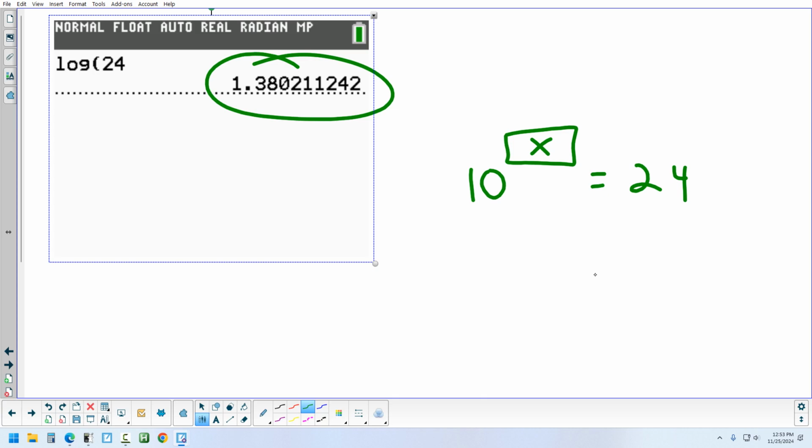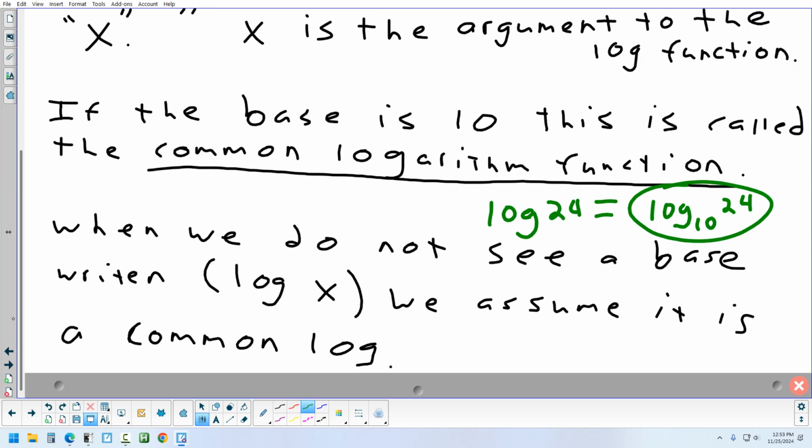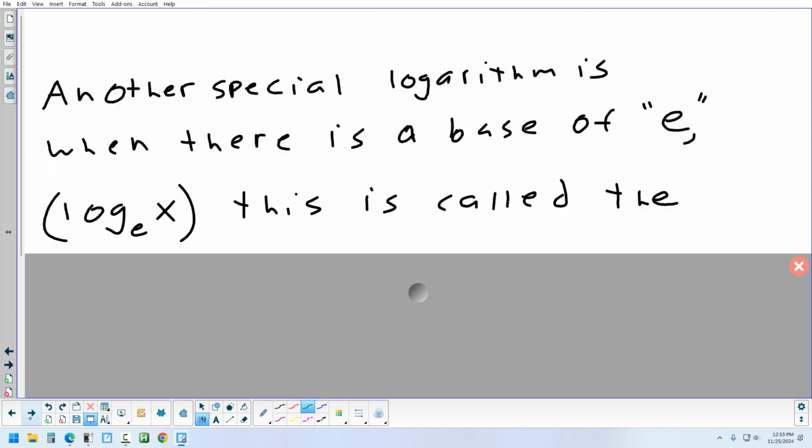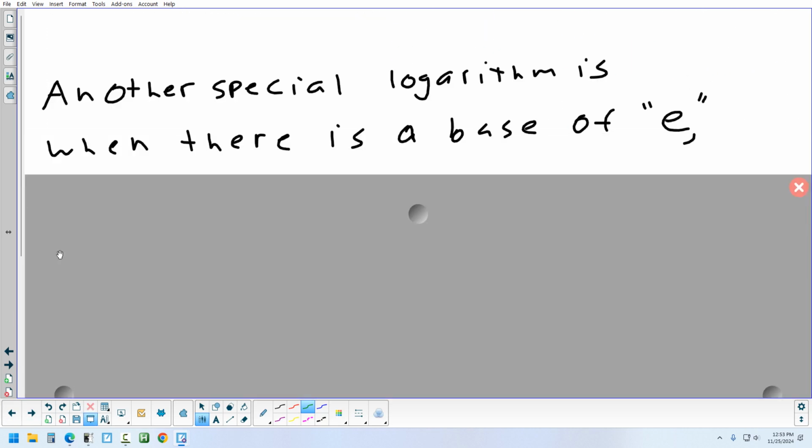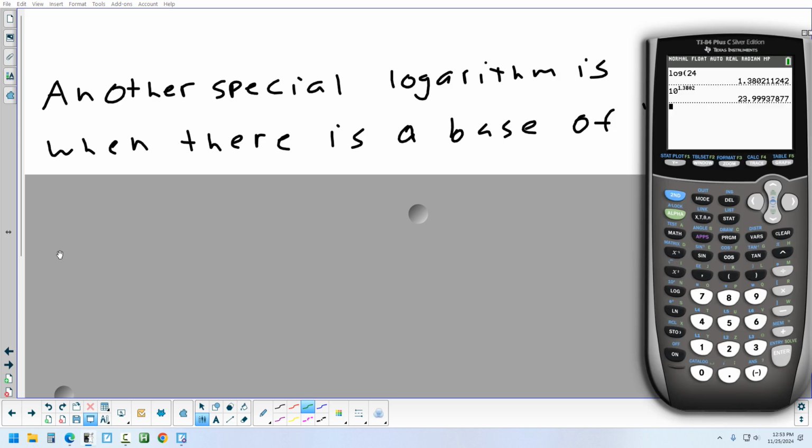That's what they are. Okay, so that's one special type of log. The other special type of log has a certain number for the base, a number you're probably not as familiar with. It's e. Okay, so just like in math, we have a Greek letter pi.